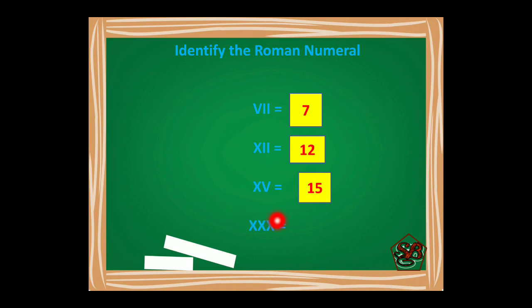X, X and X. Repeating the same number 3 times. We will add. 10 plus 10 plus 10 is equal to 30.